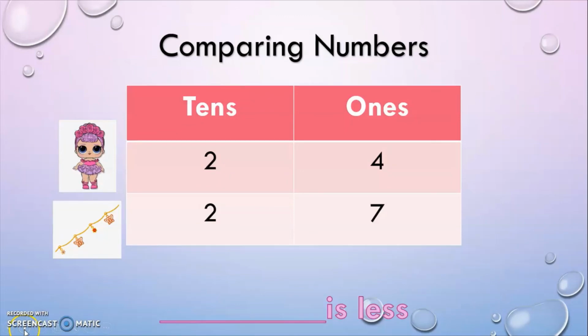All right, loves, let's see. So what ends up being less is 24. My 10s are the same. I move to my 1s. Oh, that 4 is smaller.